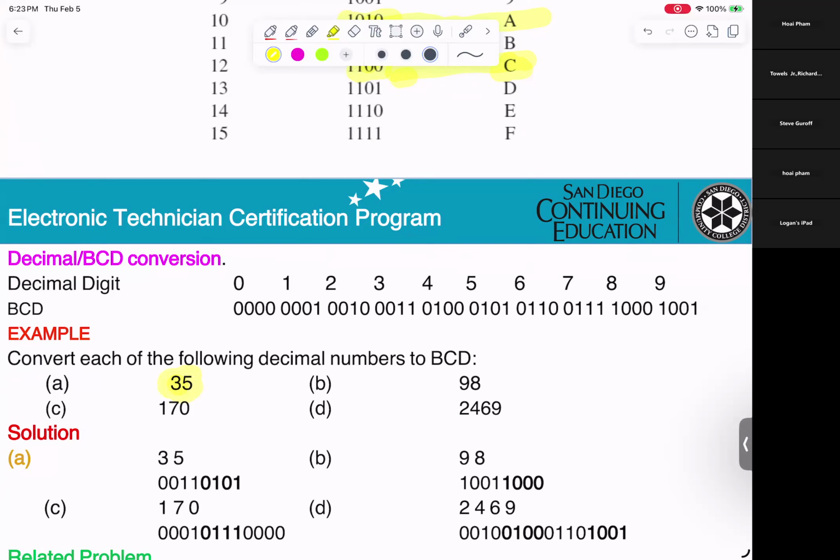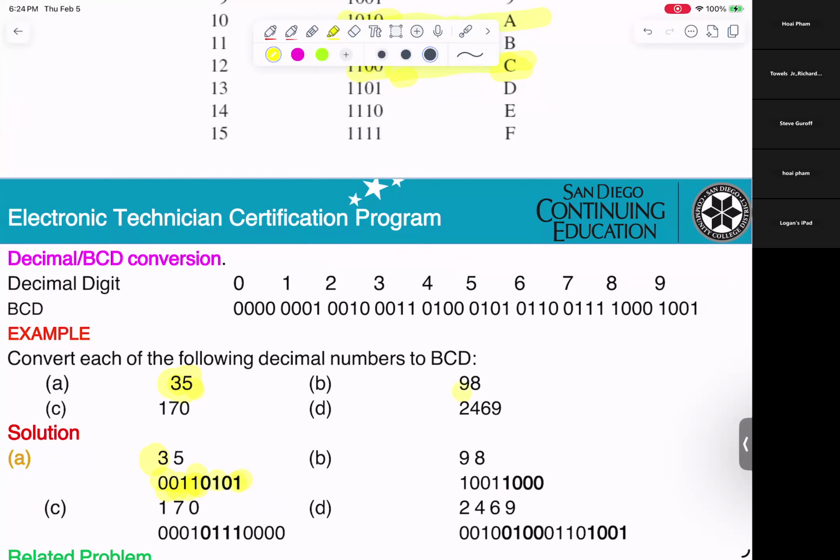35. Okay, and you see 35: number 3 is 0, 0, 1, 1. Only thing, make sure BCD must be 4 bit. Number 5 is 0, 1, 0, 1. That's number 5.